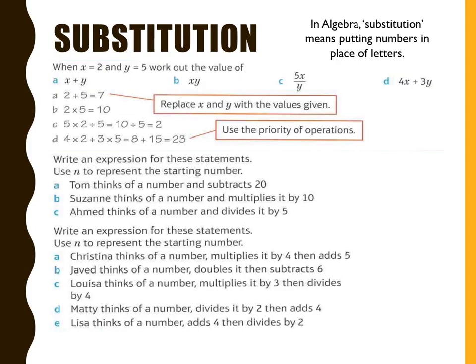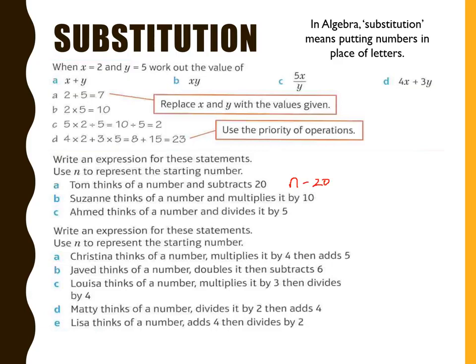Write an expression for these statements. Use n to represent the starting number. So Tom thinks of a number and subtracts 20. I'm going to write it down as this example. So he thinks of a number. We don't know what that number is, so we're going to call it n. And then it subtracts 20. So there you go. Do the other two.